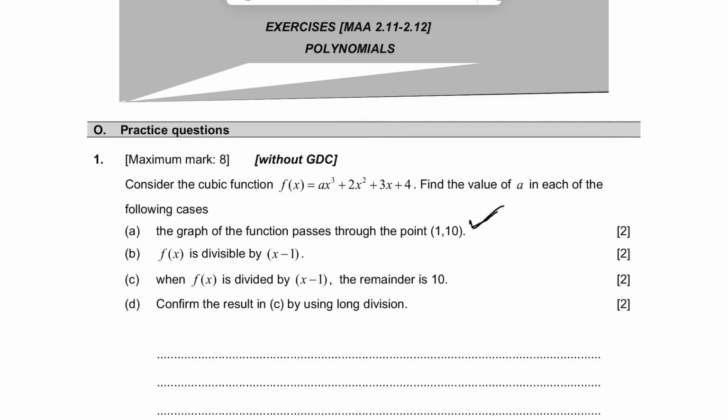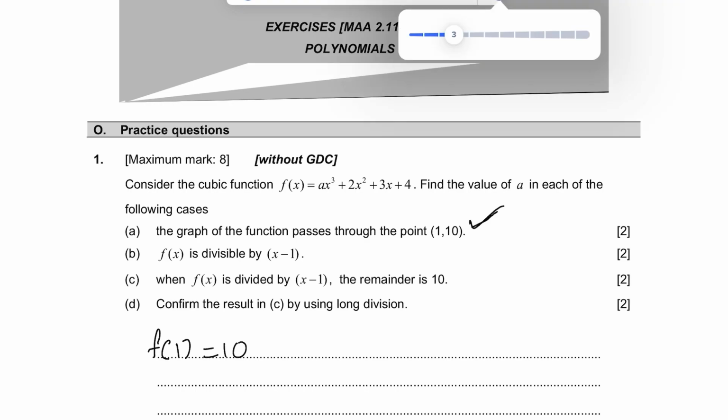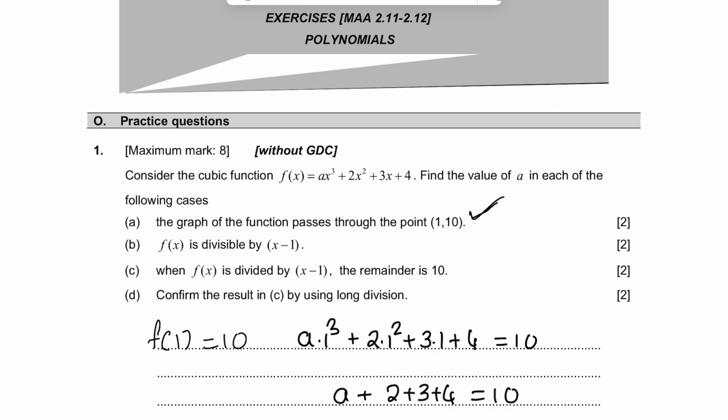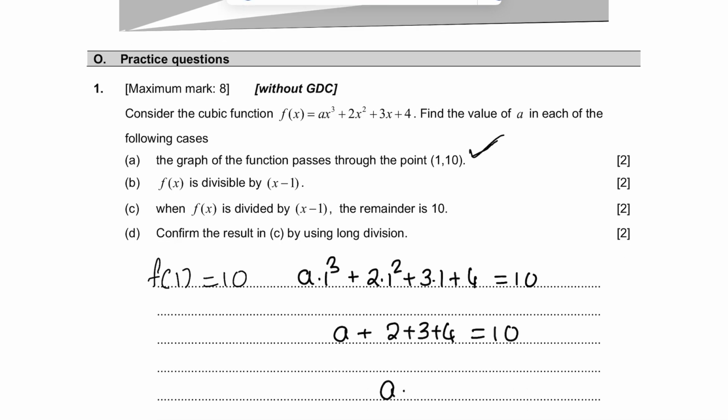So plug in 1 and equate to 10. So f(1) should be equal to 10. What does that become now? When f(1) equals 10, I get a times 1 cubed plus 2 times 1 squared plus 3 times 1 plus 4 equals 10. So it gives me a plus 2 plus 3 plus 4 equals 10, which gives me a value of a equals 1.